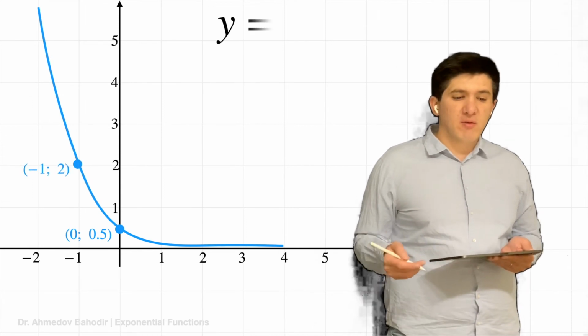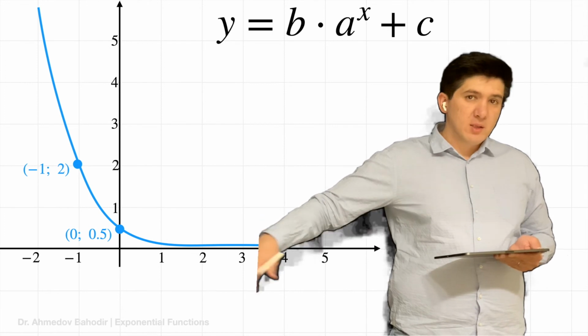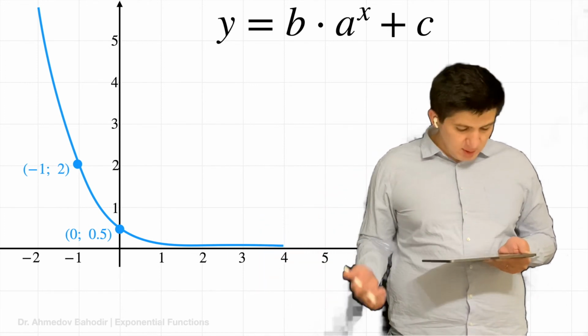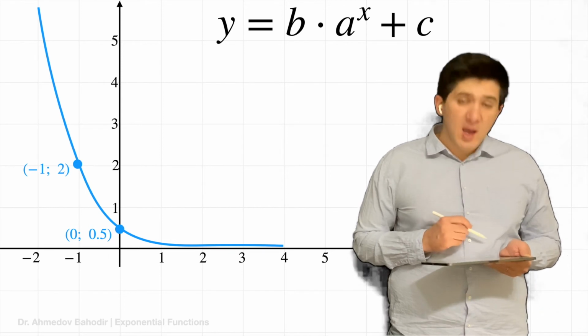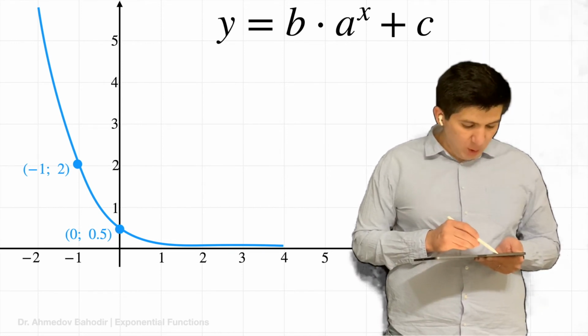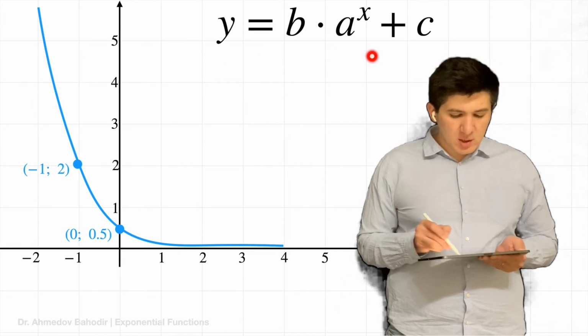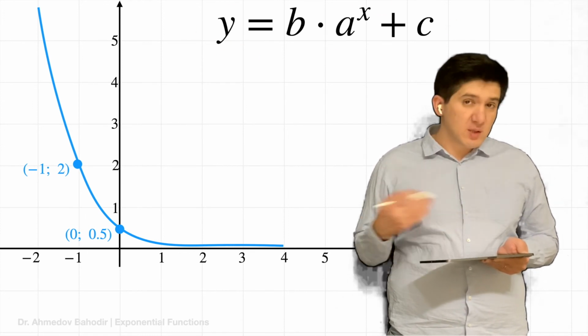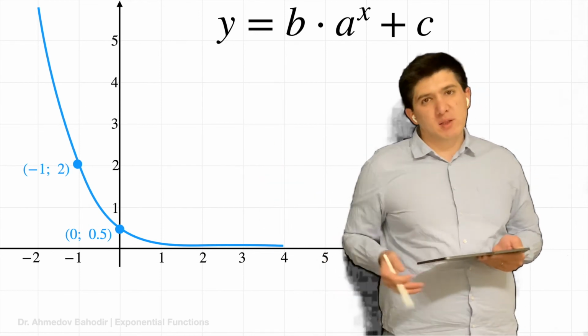So it is given in the form of decay, so a decreasing function. We're again given 2 points. The one point has the coordinates 0 and 0.5, and the second point has the coordinates -1 and 2. And we need to figure out the general equation of the exponential function which would satisfy these 2 points, or which would correspond to this graph.